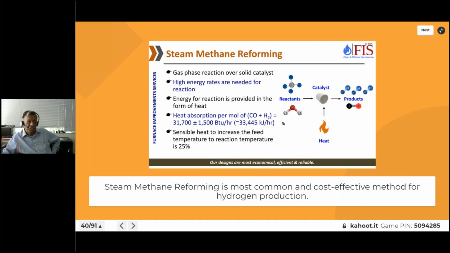So it's a gas phase reaction over a solid catalyst, and we need high energy rates for the reaction. The typical heat of absorption per mole of CO and hydrogen is almost 32,000 BTUs per hour. And out of this, the sensible heat to get up to the feed temperature of 1550 is almost 25%. So 25% of the heat we are supplying is going into just sensible heat. And you can see that these are the two molecules, methane and water, and then we get hydrogen and CO2. That's what we are getting.